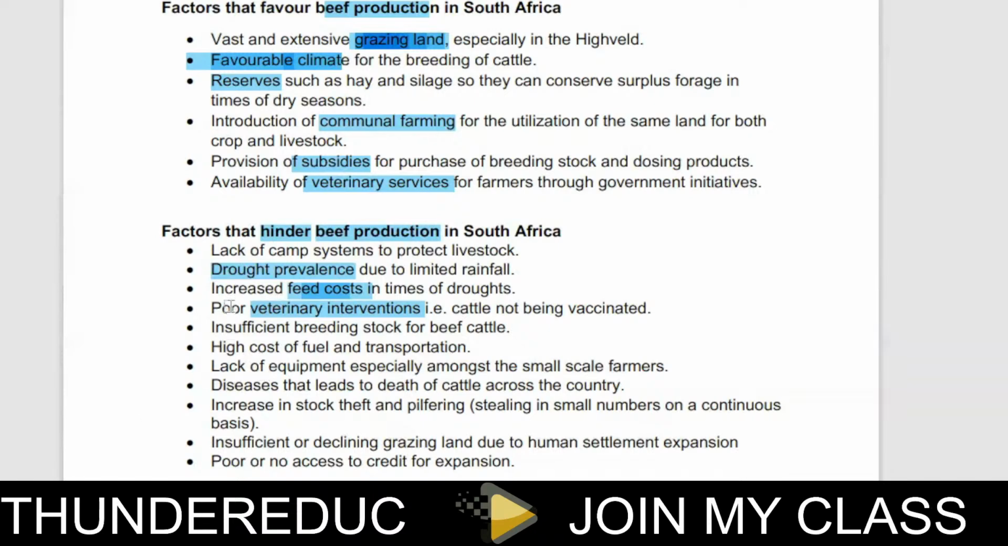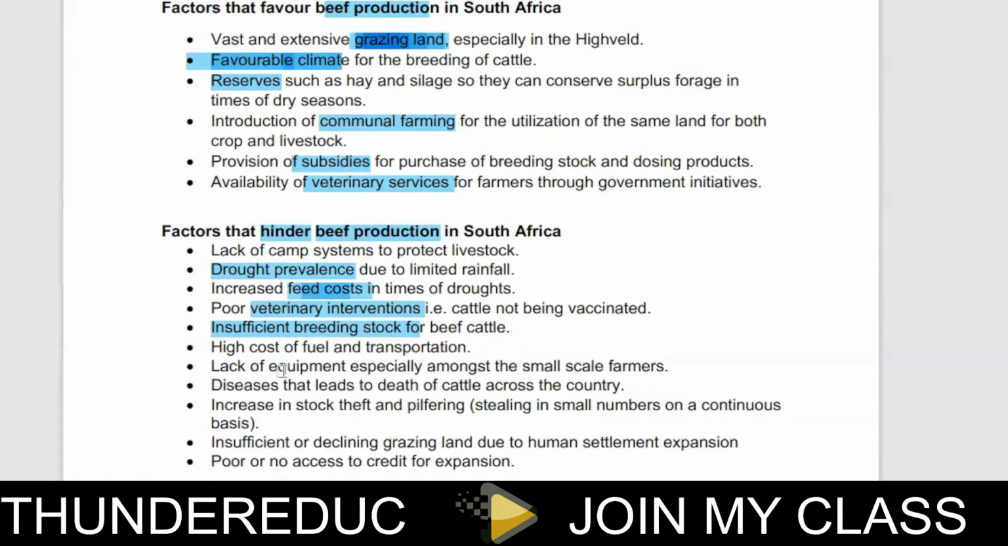Another thing is insufficient breeding stock for beef cattle. Most of the animals that we have for beef, the breeds are imported from other countries, so that you can have those breeds here. And that is costly. It requires a lot of money, and many of the farmers don't have that money. So these breeds of cattle are insufficient, meaning they are not enough, and because they are not enough, it lowers the production of beef.